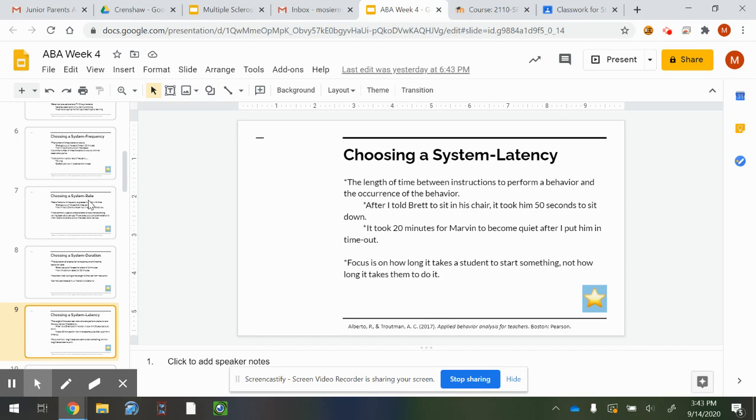It took 20 minutes for Marvin to become quiet after I put him in a timeout. So we're focusing on how long it takes the student to start something, not how long it takes them to do it. Those are two different measurements. It's just the time between a given direction and when they start engaging in that behavior.